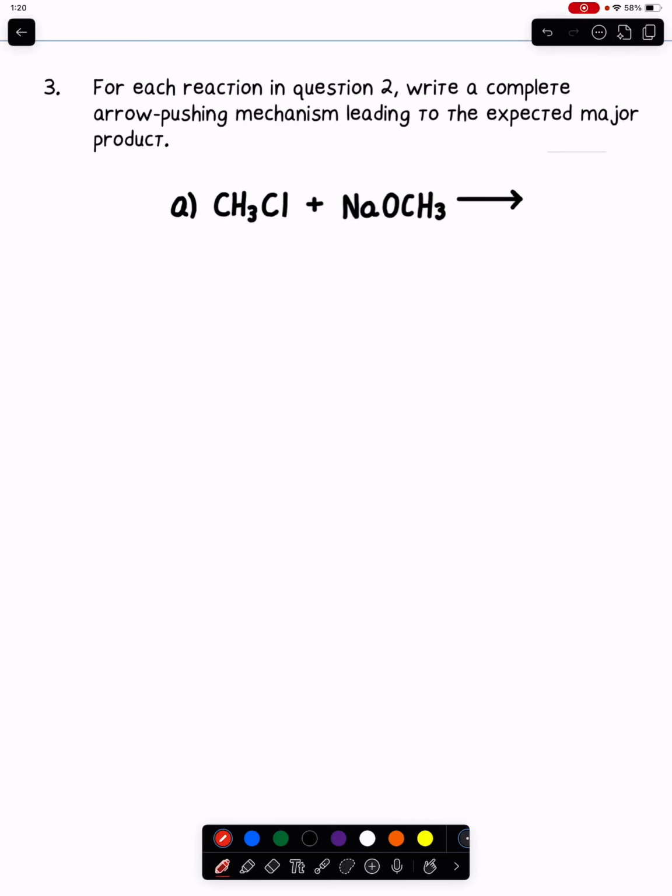In this question, you're being asked to write a complete arrow pushing mechanism leading to the expected major product of each of the following reactions. So again, we are in lecture 14, the SN2 lecture. We didn't start talking about a bunch of other competing reactions yet, so mostly these are just going to be SN2 reactions. I'm saying that because you pretty much know that right now, but in the future, you're going to have to evaluate everything to figure out, is this going to be SN2 or one of the other competing reactions? So just be aware of that.